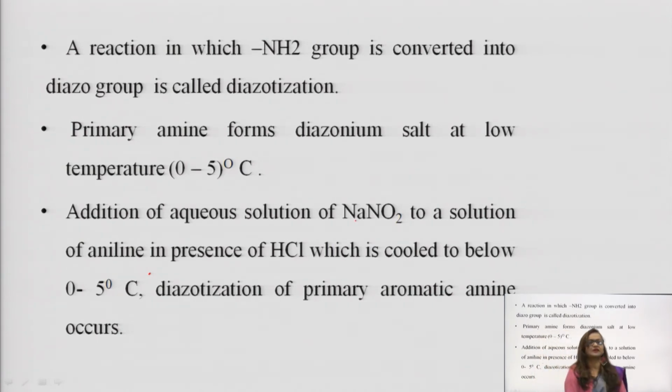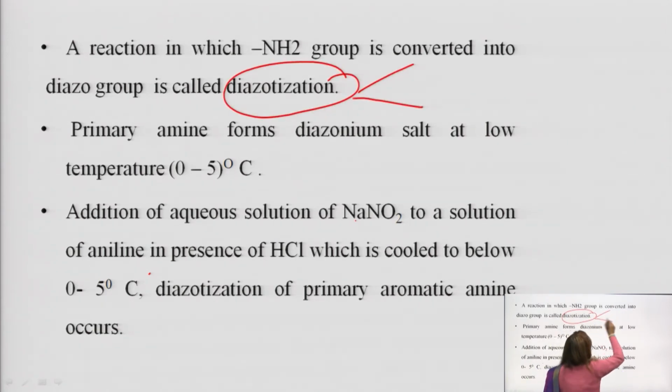So read it. A reaction in which the NH2 group is converted into a diazo group. The same I am telling you, if the NH2 group converts into a diazo group, or if you want to synthesize the diazonium salt, then you have to use this reaction. And what is this reaction? This is called diazotization, and this reaction is used on both platforms, laboratory as well as on the large scale.